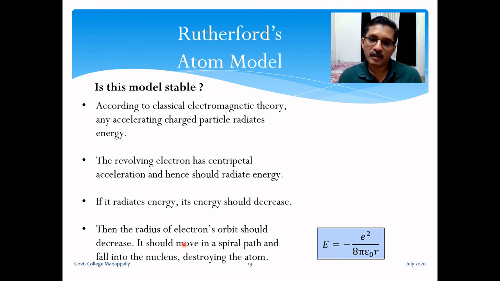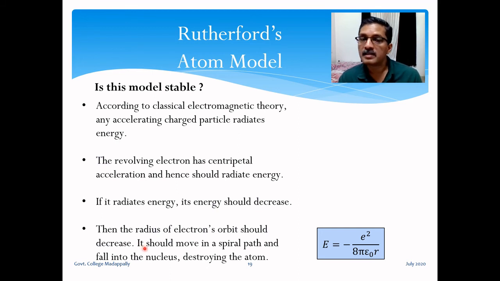Now you can invert this formula and you will get R is equal to minus e square by 8 pi epsilon 0 into E. So what happens when energy E decreases? When energy E decreases, the expression for the radius becomes more and more negative. That means the radius of the electron's orbit should decrease, from this formula, when energy decreases.